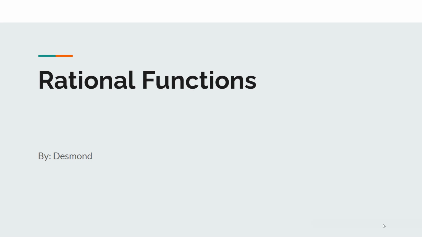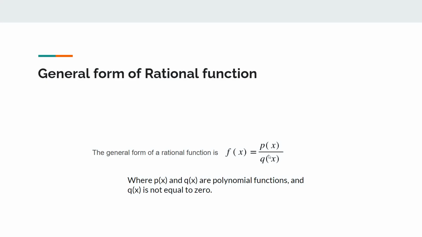Today we are covering rational functions. So this is the general form of a rational function. The general form of a rational function is this: f of x equals p of x over q of x. And p of x and q of x are polynomial functions, and q of x is forbidden to equal 0. You'll see why in a second.